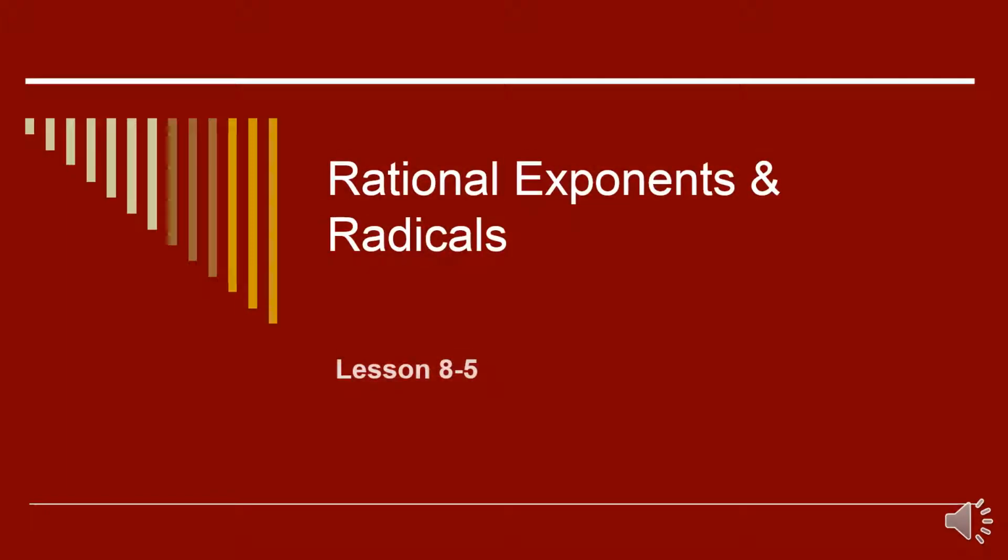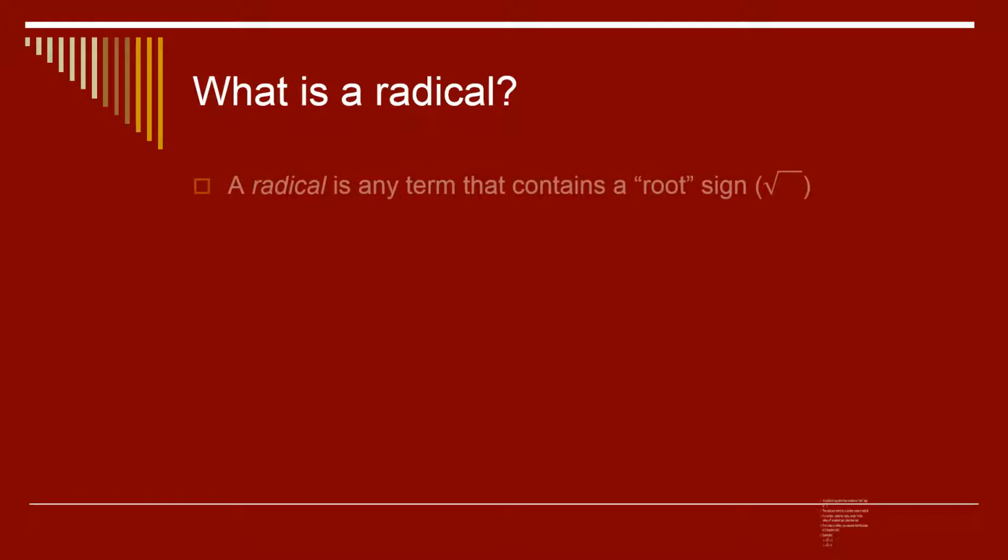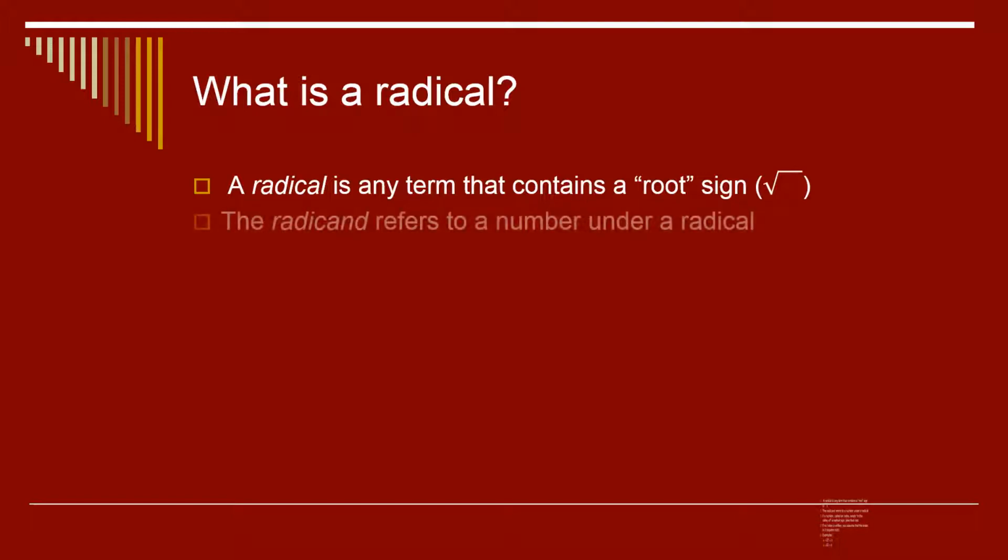This is lesson 8-5, rational exponents and radicals. Let's review what a radical is. A radical is any term that contains a root sign, shown below. The radicand refers to a number that is underneath the radical.